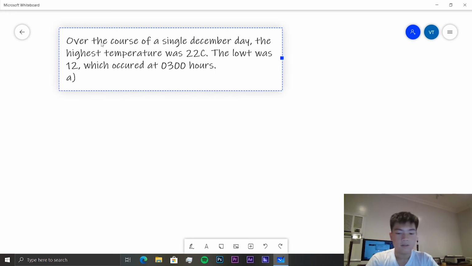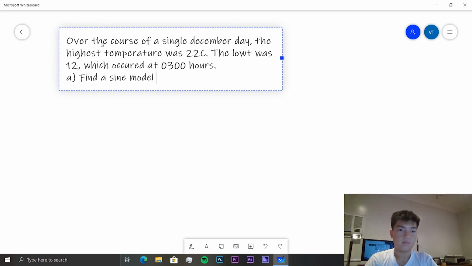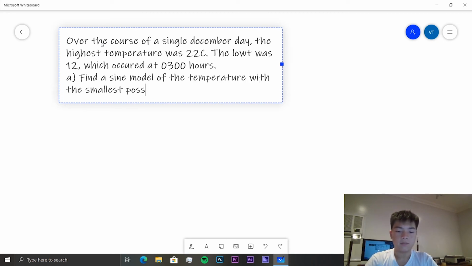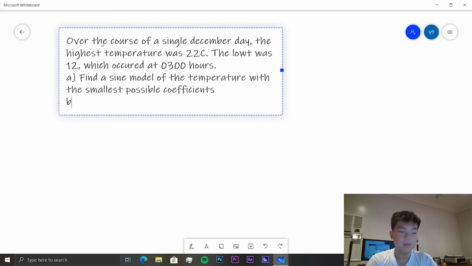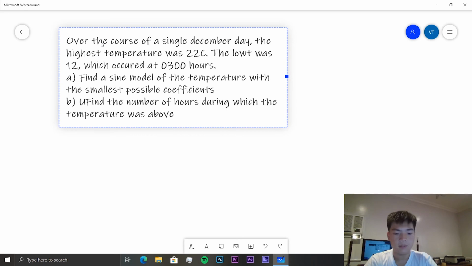First, find the smallest possible values for a model. Find the model, a sine model, of temperature with the smallest possible coefficients. And B, find the number of hours during which the temperature was above 20 degrees Celsius.